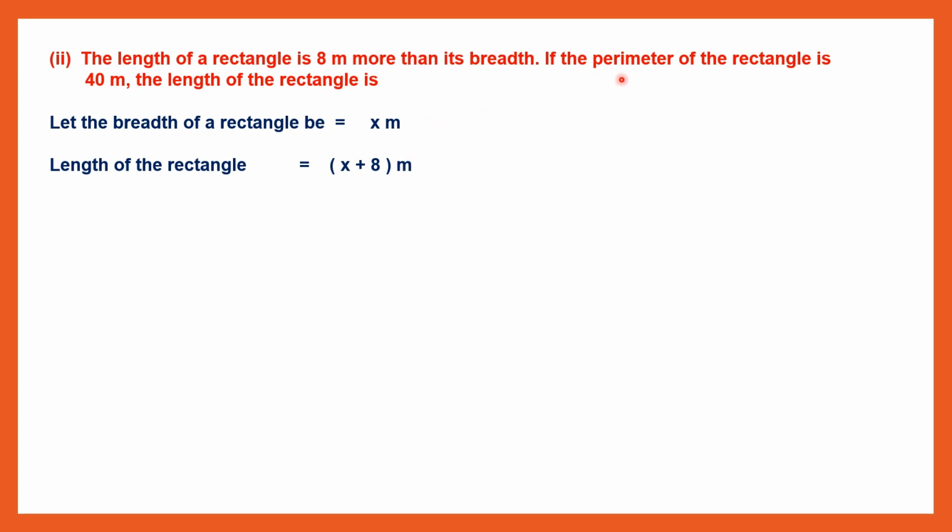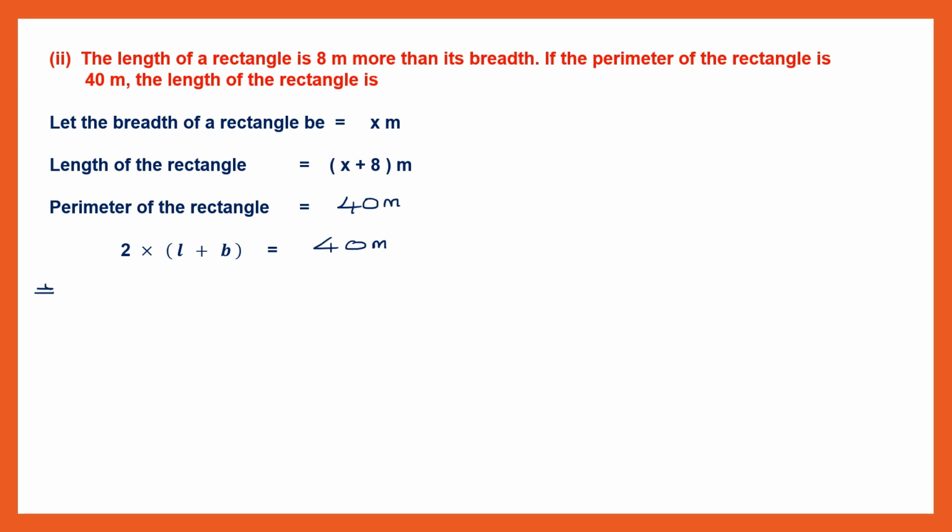Now we've also been given the perimeter, and the perimeter of the rectangle given to us is 40 meters. Now we can use the formula for the perimeter of a rectangle, which will help us find the length and the breadth. So the perimeter formula is 2 into (length plus breadth), and that is given to us as 40 meters.